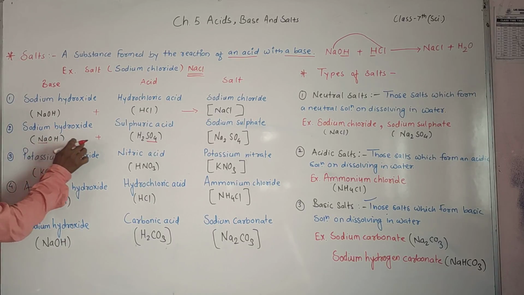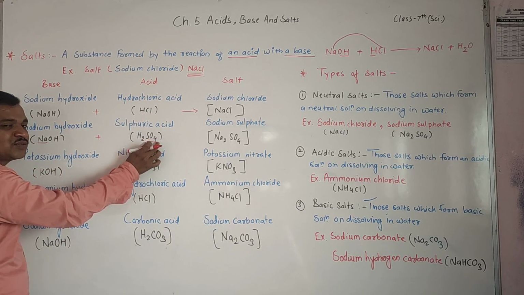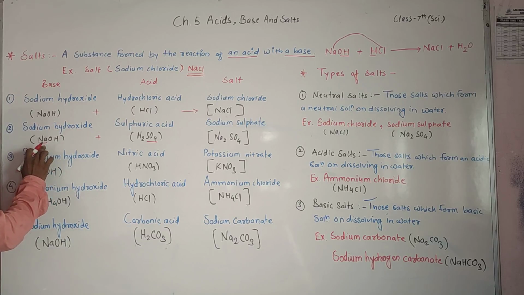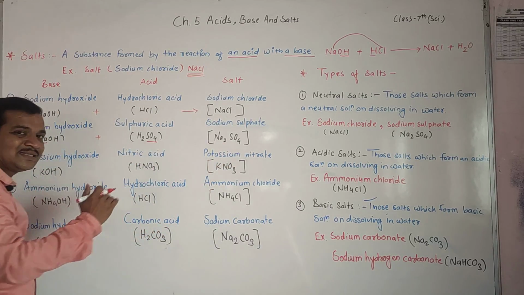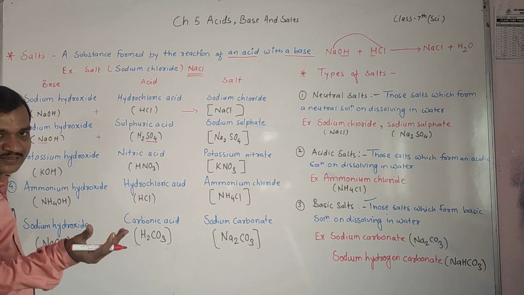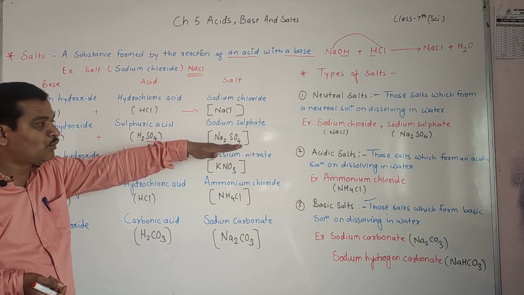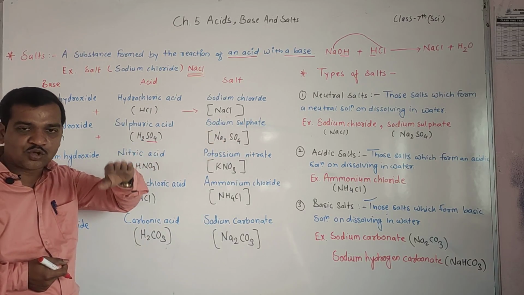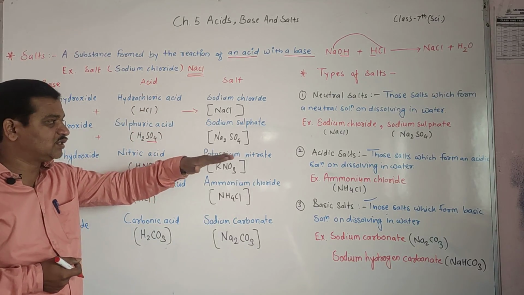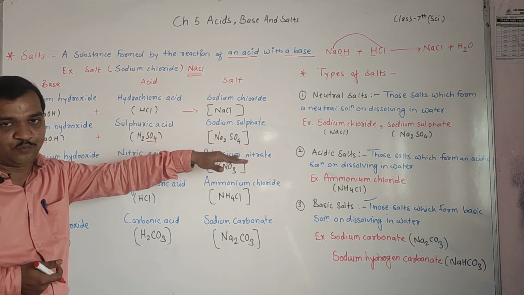ये Na जो है वो किसके साथ combines होता है? SO4 के साथ. So form Na2SO4. That balancing reaction we will learn in higher classes. Okay, students, how to balance the reaction, that you are going to learn in higher class. Just to prepare this formula right now.